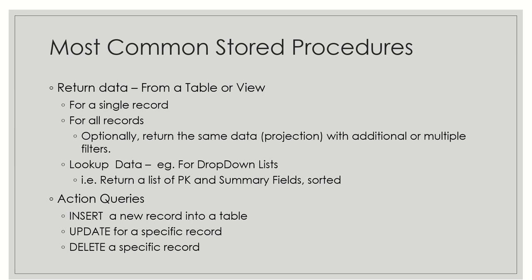So for every table, we would write a set of common stored procedures to return data for a single record, return data for all records, to return a set of lookup data like for drop-down lists, or optionally, we would return data with filters. So we're going to take a look at all these different types of procedures to return data. Those are going to be select queries. And also, we're going to provide procedures to encapsulate the action queries. So 3 procedures for that, 1 for insert, 1 for update, and 1 for delete.